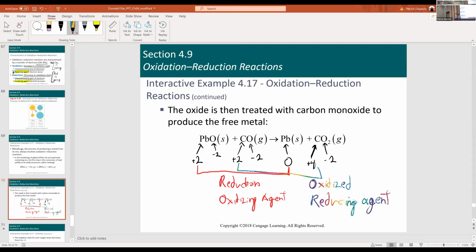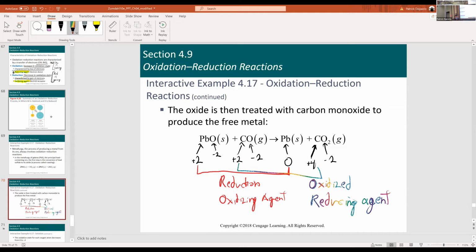Reducing agent. So that's how you would figure those out: first assign oxidation states to everything and then go through it systematically. Any questions on that process? They're all very similar. There aren't going to be many that are more difficult. Some might have more products and reactants, but the premise is the same.